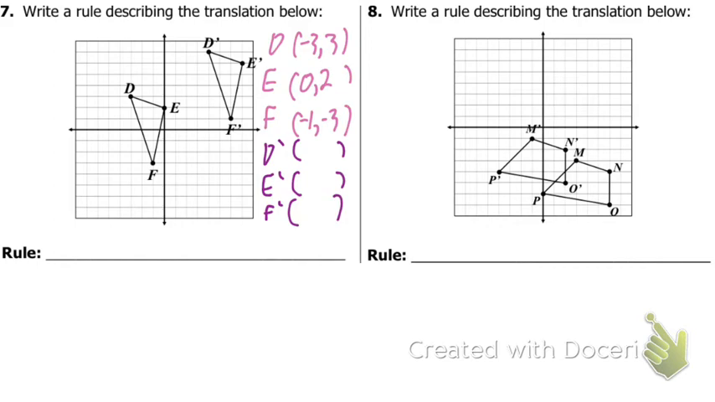That's 5, 7. 4, 7. Where's E prime at? 7, 6. Yep. And where's F prime at? 6, 1. 6, 1. Okay.